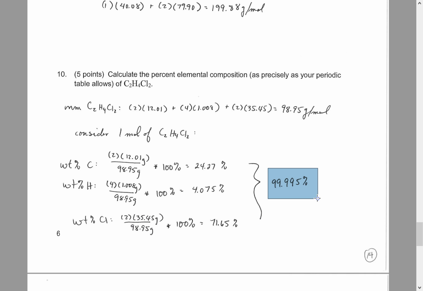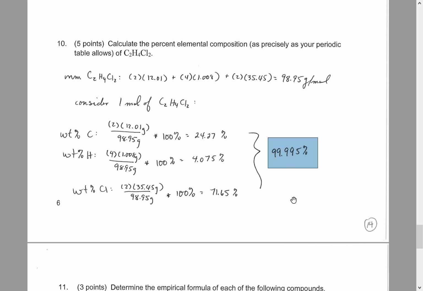So what I came up with here is 99.995%, which I guess I should have just given only 2 decimals, and that makes it 100.00%, doesn't it?